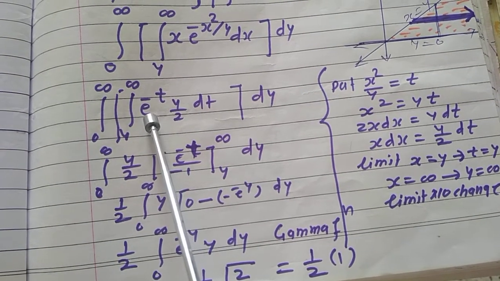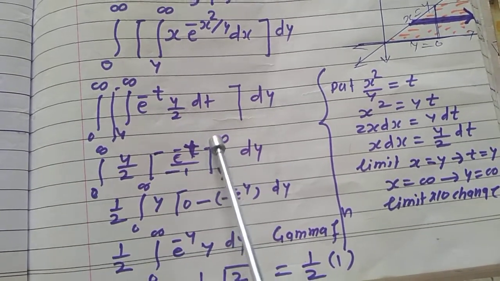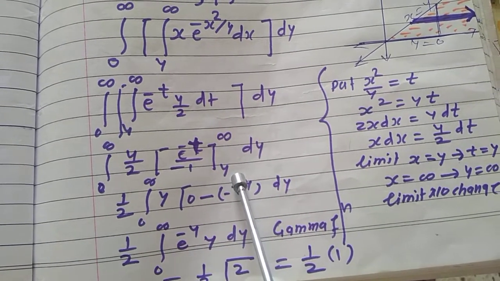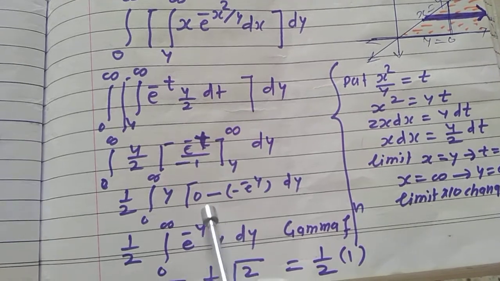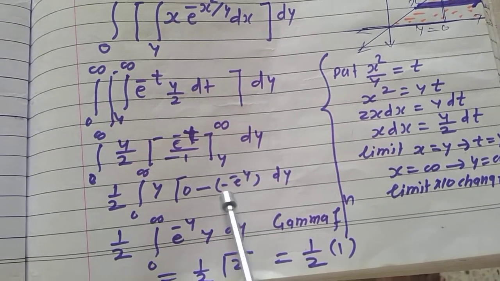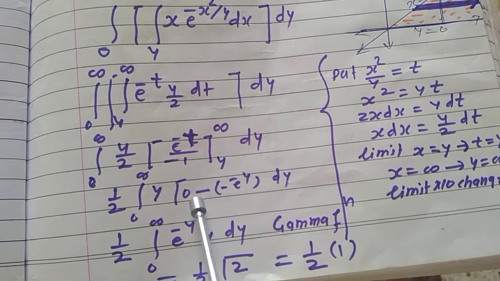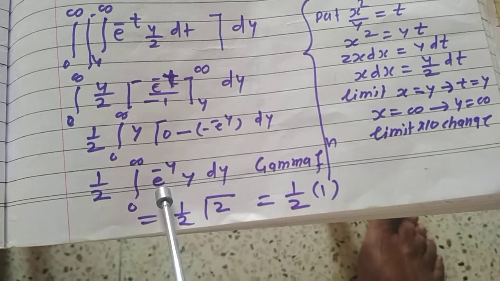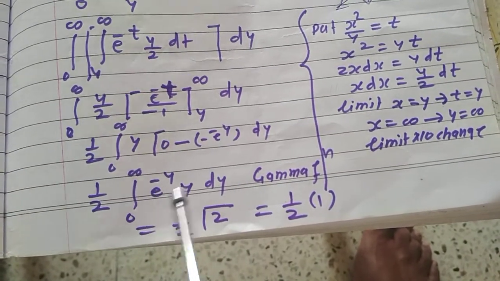And what is integration of e raised to power minus t? E raised to power minus t upon minus 1. Upper limit is infinity, lower limit is y. When I put e raised to power minus infinity, it becomes 0. And when I put y in place of t, this becomes minus e raised to power minus y. Minus minus cancel, and you will get e raised to power minus y into y dy.